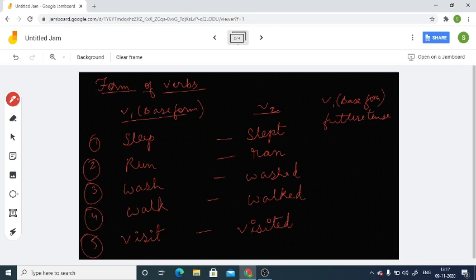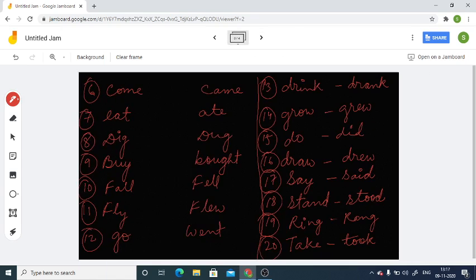So here are some words. Verb sleep will become slept, run, ran, wash, washed, walk, walked, visit, visited. Then come, came, eat, ate, dig, dug, buy, bought, fall, fell, fly, flew, go, went, drink, drank, grow, grew, do, did, draw, drew, say, said, stand, stood, ring, rang, take, took.